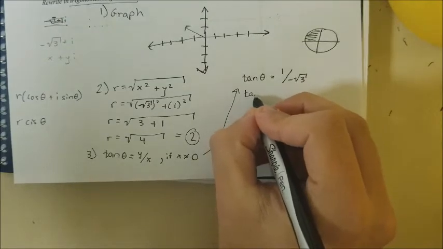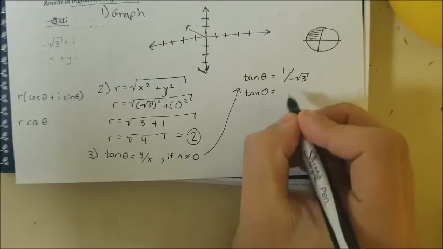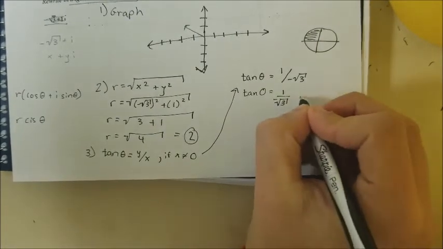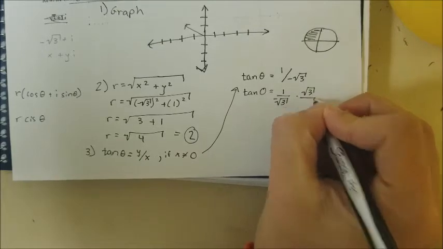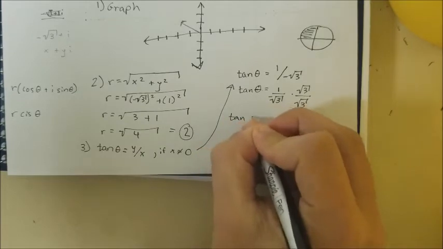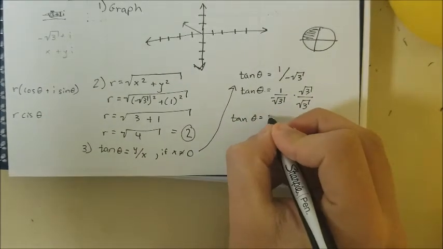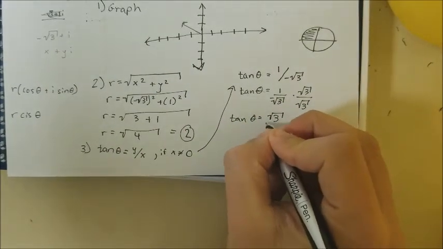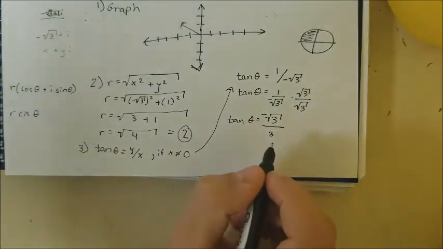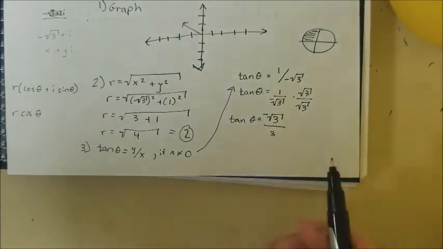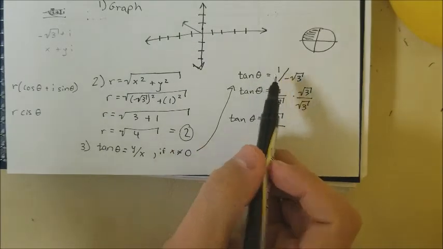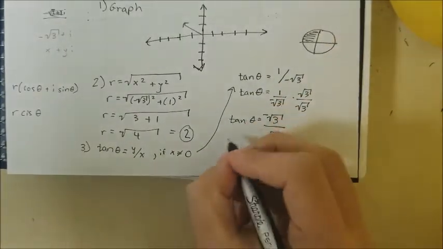So tangent theta equals, and you multiply, because you can't have a square root at the bottom. Multiply by the square root of 3 over the square root of 3. Tangent theta equals square root of 3 over 3, and it's negative because of that. So where is tangent theta negative square root of 3 over 3? It could be in either quadrant 2 or quadrant 4, but because we had a negative x value and a positive y value, it's going to be in quadrant 2.